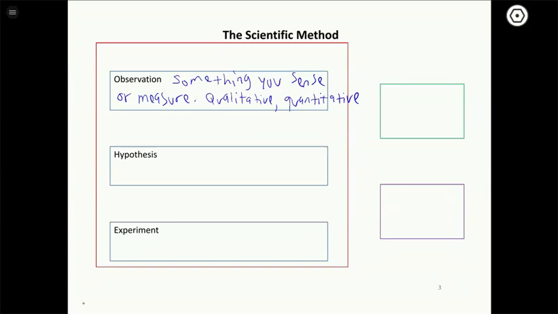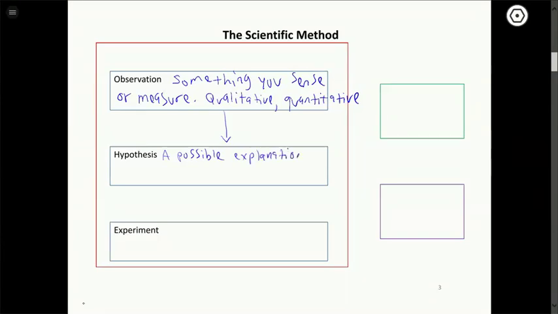So when you're starting out and trying to learn something about science, some new scientific principle, you start with a series of observations. And then from there you develop a hypothesis. So a hypothesis is a possible explanation for observations. So you observe something and you want to say why it is.